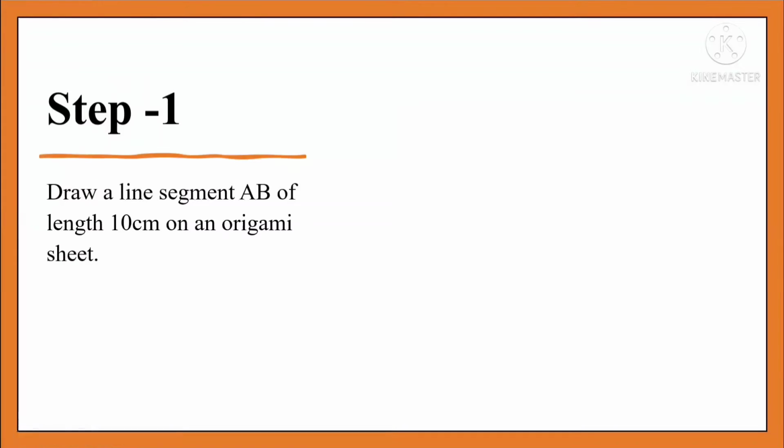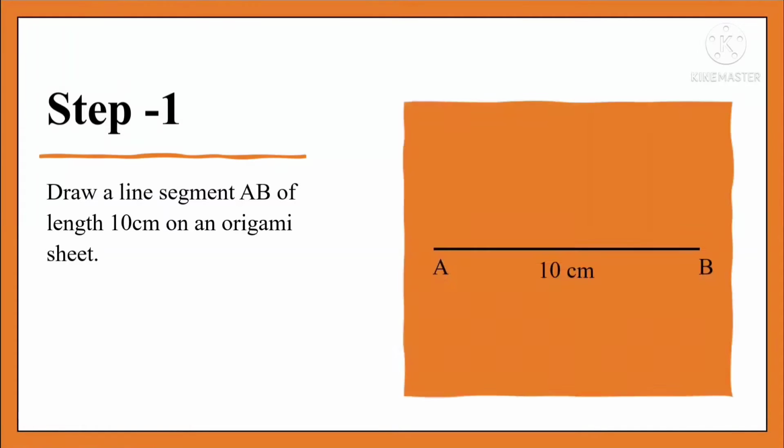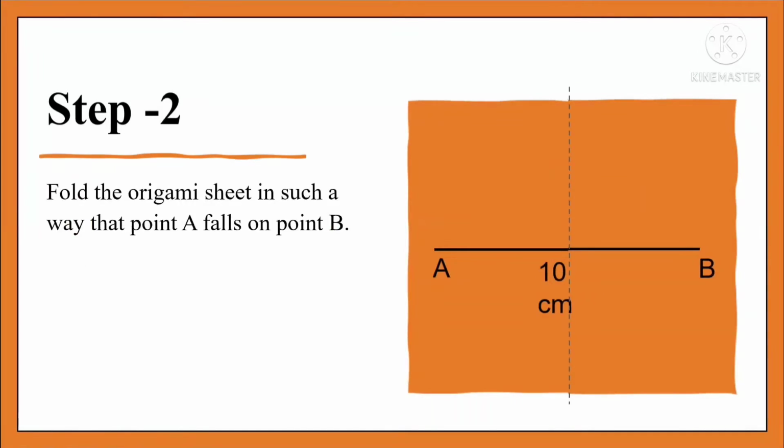The first step is draw a line segment AB of length 10 centimeters on an origami sheet. So I take up an origami sheet and I draw a line segment AB of 10 centimeters. Next, what is the second step? The second step is fold the origami sheet in such a way that the point A falls on B.